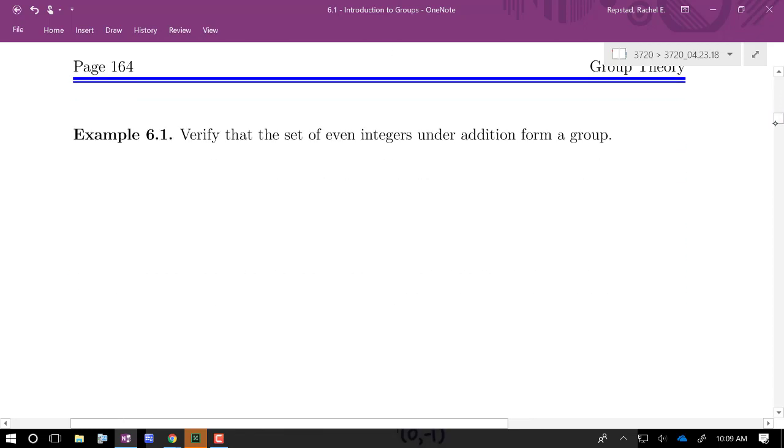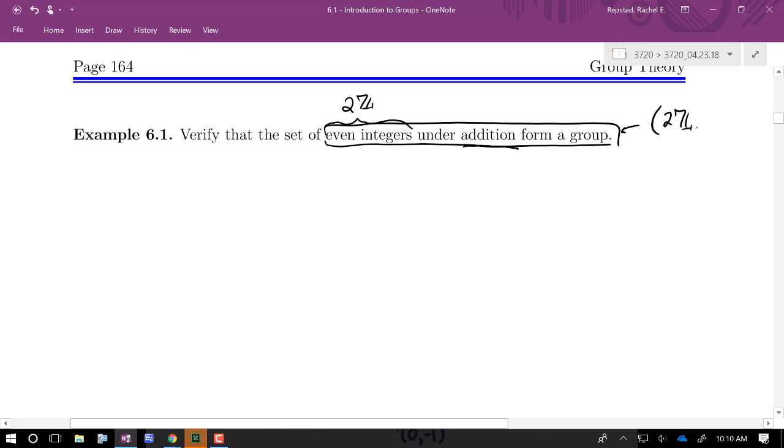So we'll begin with just an example. We're going to show that the set of even integers under addition form a group. The set of even integers we can denote with 2Z. The Z stands for the integers, and putting a 2 in front gives the even integers, all multiples of 2. So the set of even integers under addition, we would usually denote as 2Z, comma, plus, in a set of parentheses.